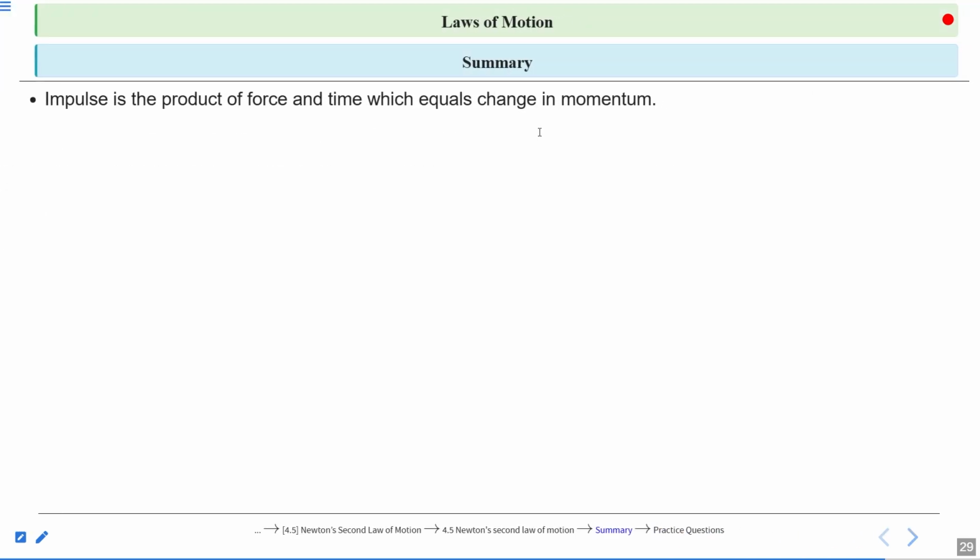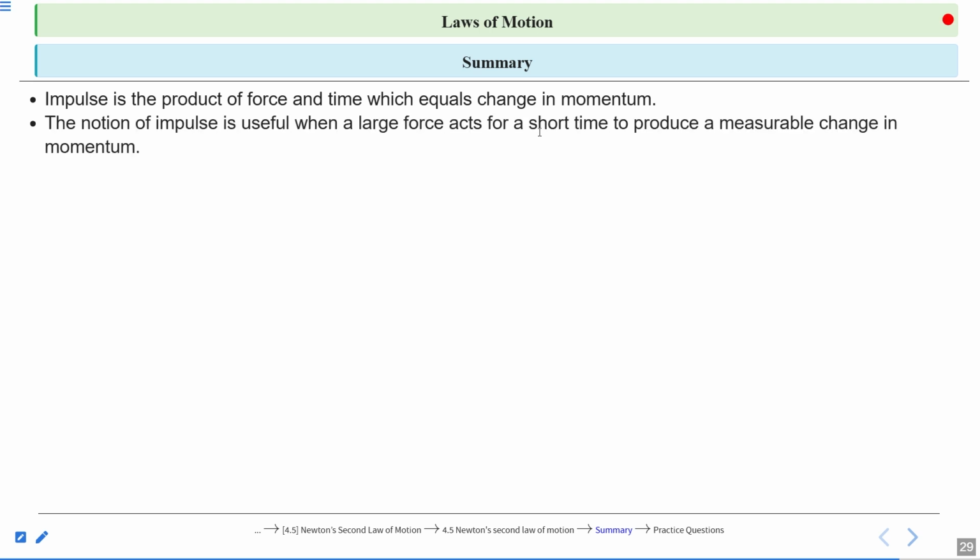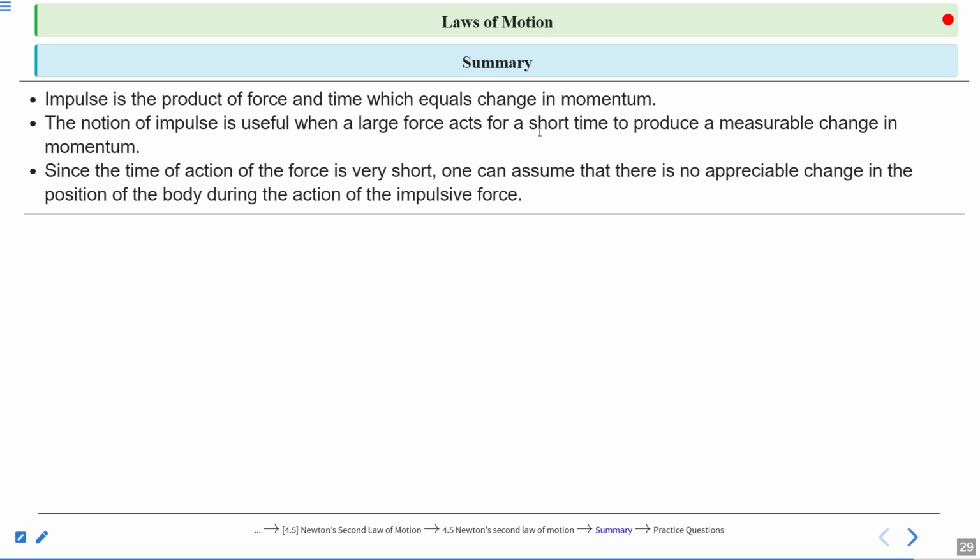Impulse is the product of force and time, which equals the change in momentum. Change in momentum is equal to impulse. The notion of impulse is useful when a large force acts for a short time to produce a measurable change in momentum. Since the time of action of the force is very short, one can assume that there is no appreciable change in the position of the body during the action of the impulsive force.